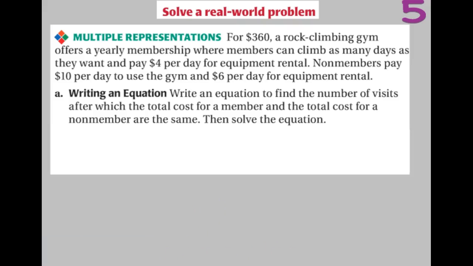Alright, next we have a word problem. It says, for $360, a rock climbing gym offers a yearly membership where members can climb as many days as they want and pay $4 per day for equipment rental. Non-members pay $10 per day to use the gym and $6 per day for equipment rental. So it says, part A here, write an equation to find the number of visits after which the total cost for a member and the total cost for a non-member are the same. Another word for same is when they are equal, and then solve it.